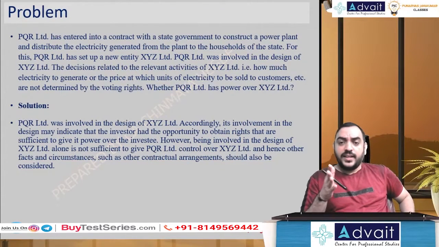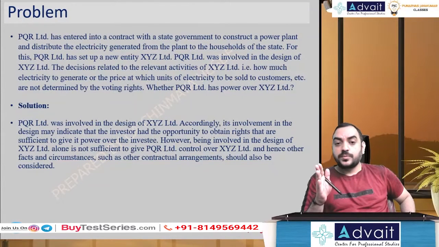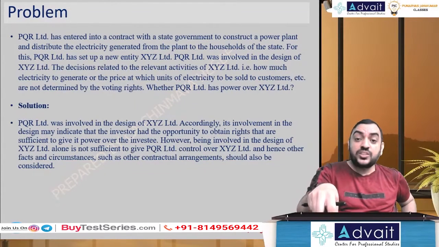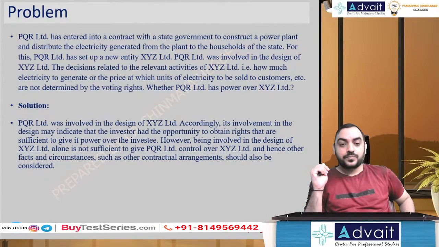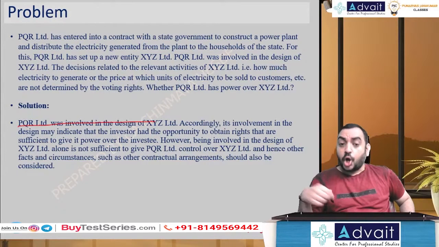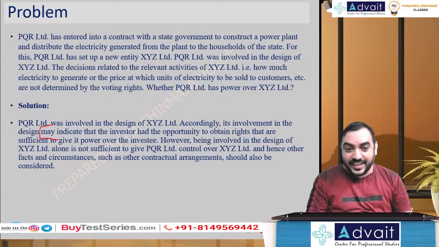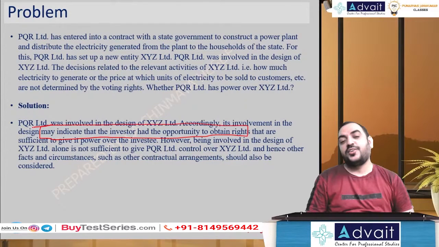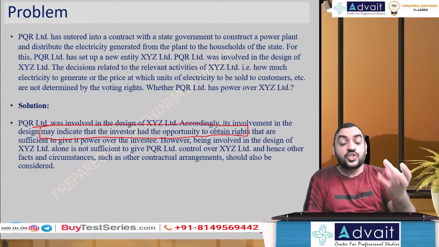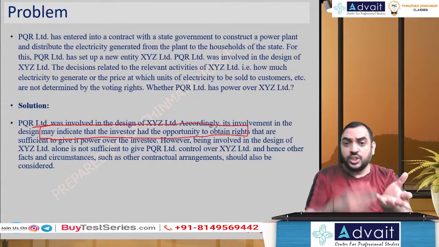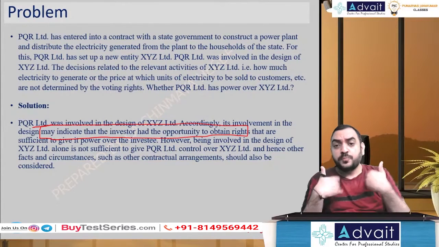So here you are told a new company is being formed, XYZ Limited. XYZ Limited will produce electricity and sell it to the households. The price of the electricity and how many units to be sold, those two things are not determined by voting rights. So PQR Limited doesn't determine that. But the design of XYZ Limited, PQR Limited has structured it. So PQR Limited was involved in the design. Accordingly, involvement may indicate, look at the word, look at how beautifully it is expressed, it may indicate the investor had the opportunity to obtain the rights that are sufficient to give power. You have designed, you have structured XYZ Limited. So when you are given the choice and you structure it, don't you think you do what is beneficial for you, what is under your control?